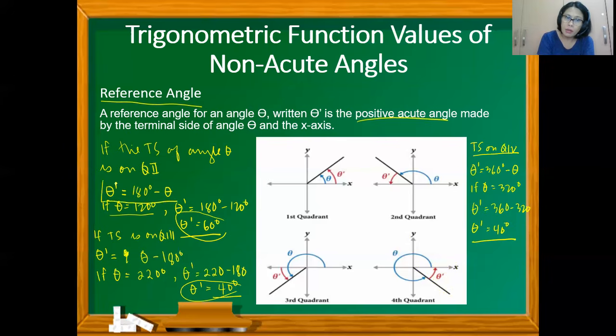So the reference angle when the terminal side is on quadrant 2 is defined by this formula. The reference angle wherein the terminal side lies on the third quadrant is defined by this formula. And finally, the reference angle such that the terminal side of angle theta lies on the fourth quadrant is defined by this formula. Again, if the terminal side of angle theta lies on the first quadrant, angle theta itself is the reference angle.